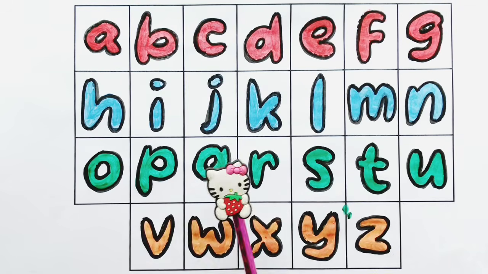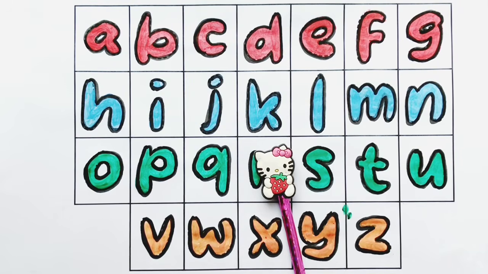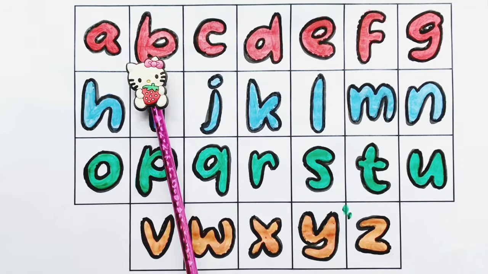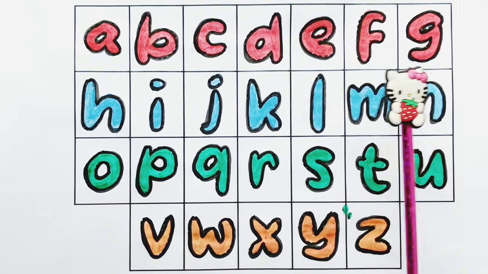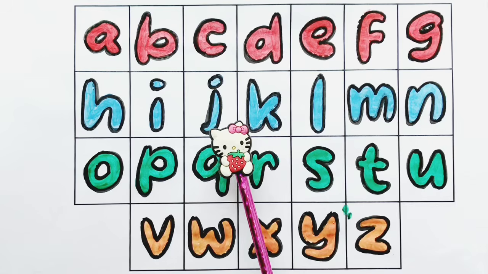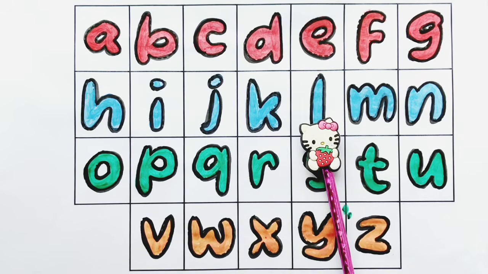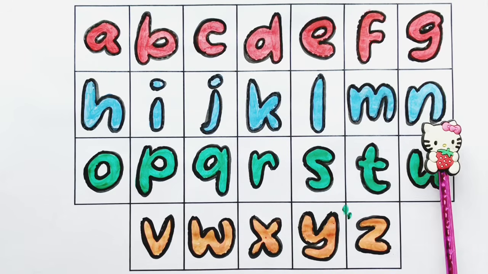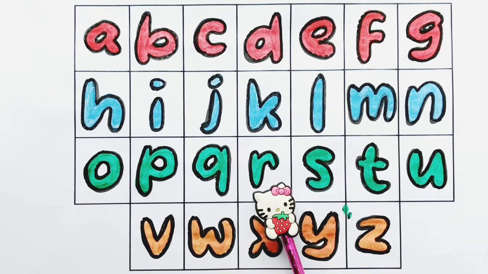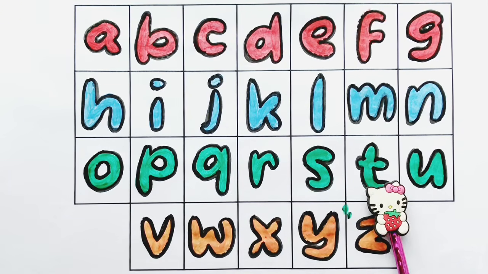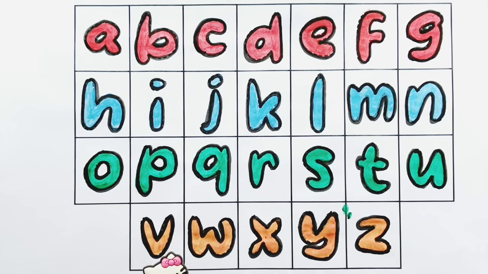Let's repeat, learn lowercase letter. A, B, C, D, E, F, G, H, I, J, K, L, M, N, O, P, Q, R, S, T, U, V, W, X, Y, and Z.